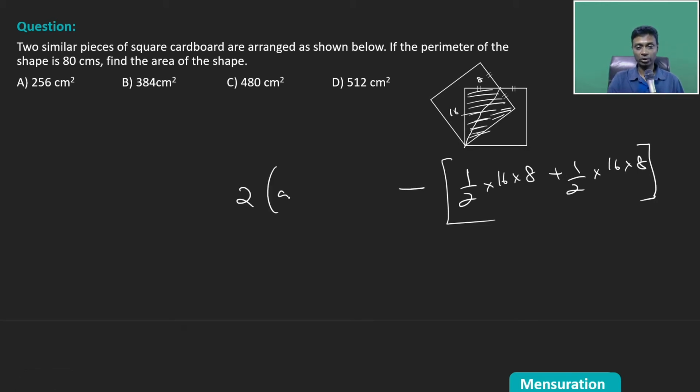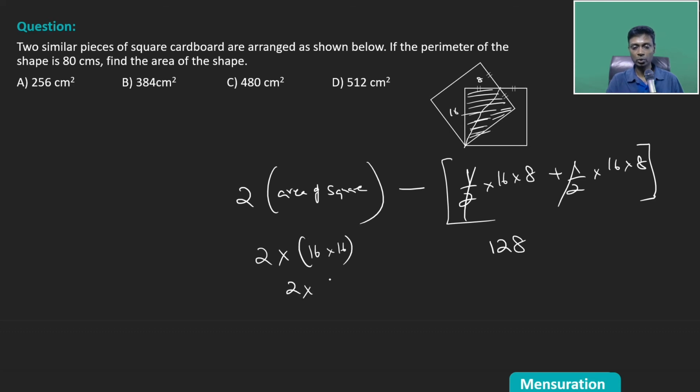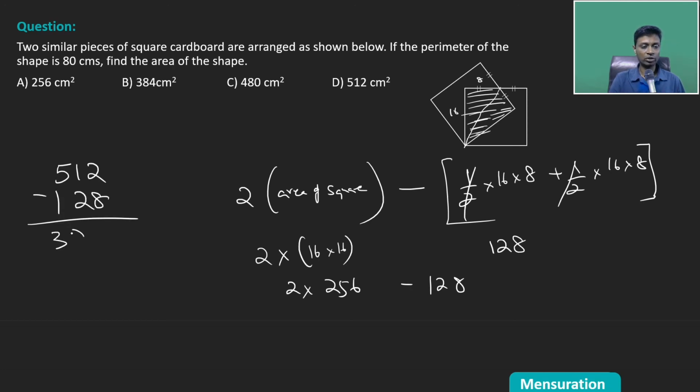from 2 times the area of the square. We're basically saying there are two squares that have an overlapping area. I'll add the areas of the two squares and then subtract the overlap, because the overlap is counted twice. So the half plus half is 1 whole. 16 into 8 is 128. Subtract this from 2 into 16 into 16. This is 2 into 256 minus 128. 512 minus 128, which is 384.